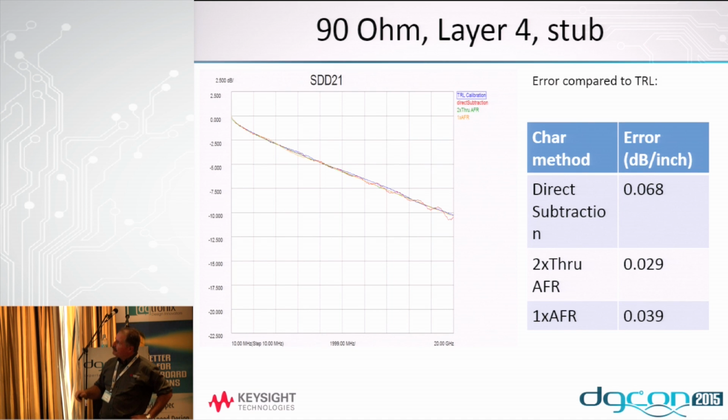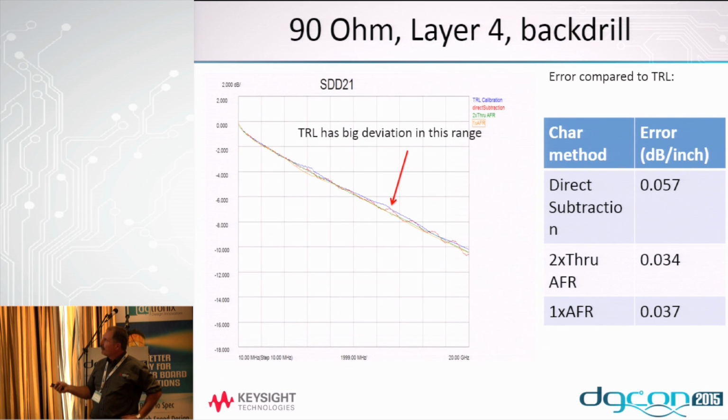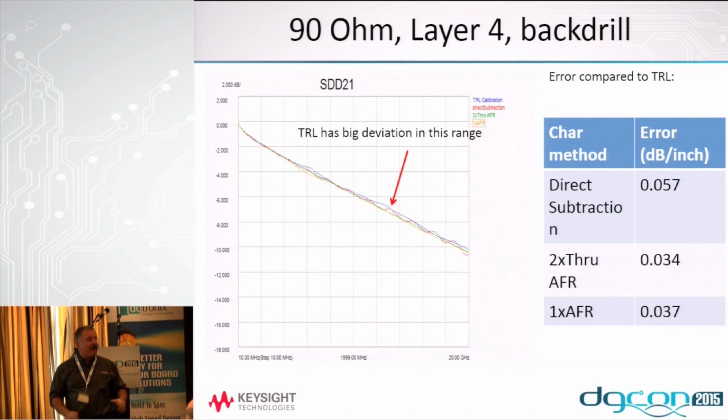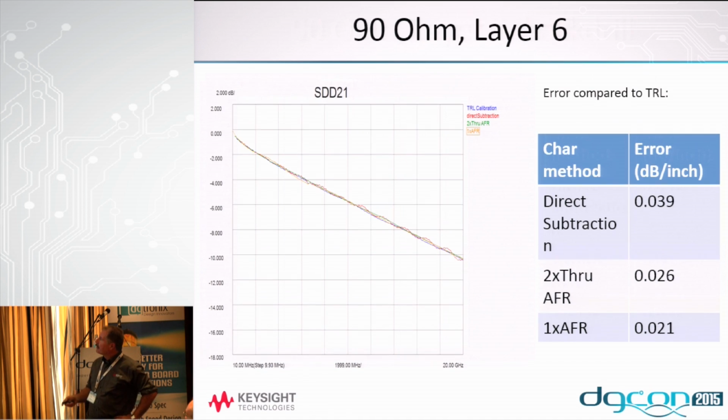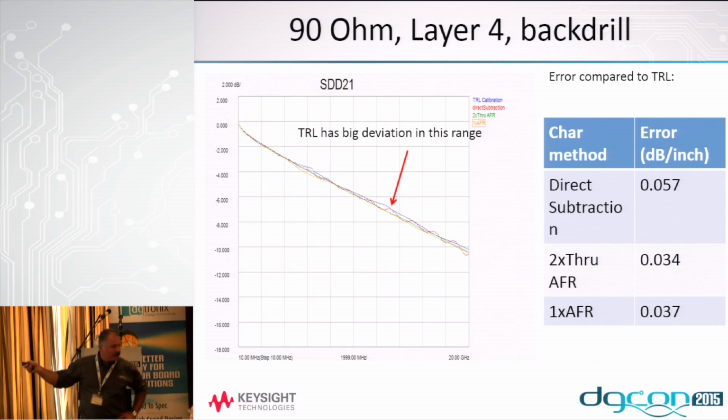And then again, we're doing the same design of experiments on 90 ohms. For layer 4, the back drilled via, it turned out for this type of structure, even the TRL, which is the mainstay of microwave calibration, still had problems. TRL can usually be considered the baseline of what you want to compare to. But even in this case, there's issues because the TRL cal kit was not designed to match the structure exactly for the launches on either side. For 90 ohm? Yes. This was 90 ohm.